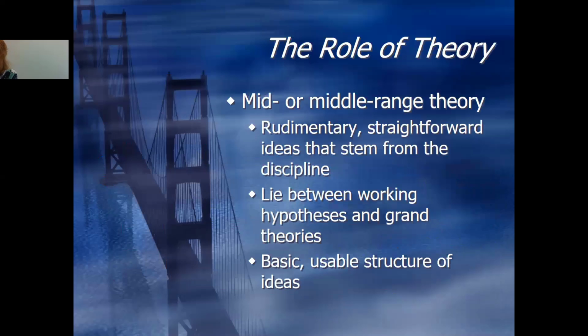So a little more about the theory stuff, just because I'm making it confusing for you. A mid or middle range theory can be something not quite as polished, straightforward ideas that stem from a specific discipline, and it lies somewhere between a working hypothesis and those grand theories. So you learned all those grand theories in nursing, and then you start doing your work on your topic of interest. You might find something that's a little more applicable to the actual questions that you're trying to answer. And so it may be a more basic or more usable structure of ideas to help guide your theory. And I think your problem, your intervention, and your outcomes should logically link together with that theory.